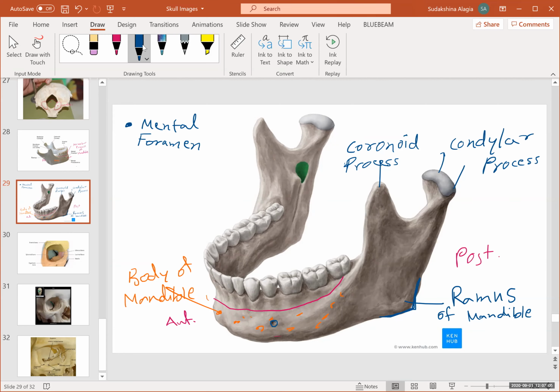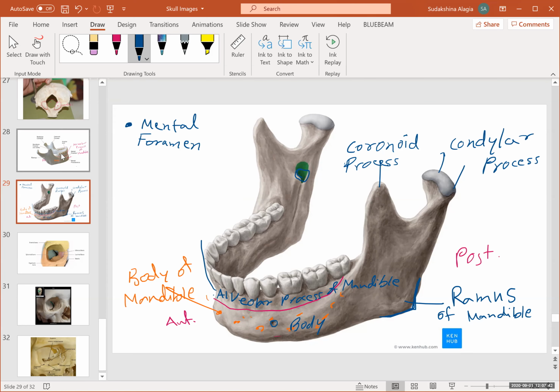Condylar process, coronoid process, ramus of the mandible, body of the mandible, mental foramen, alveolar process. Let me just write that. Alveolar process of mandible, always. And mandibular foramen, which is the internal aspect, right there.